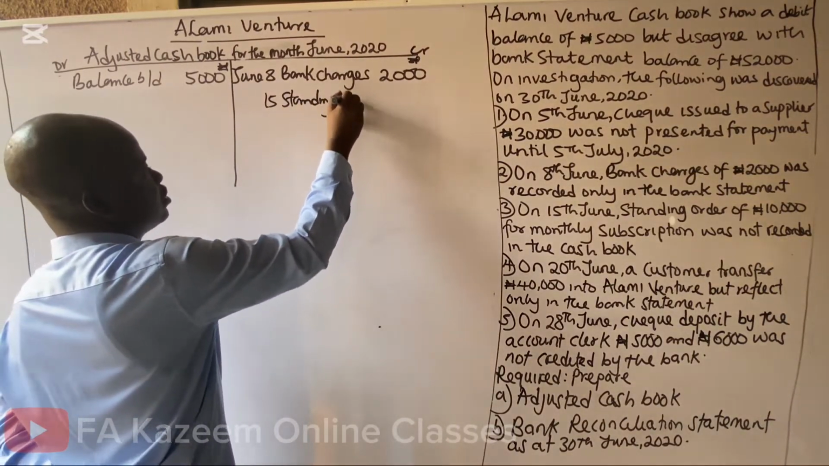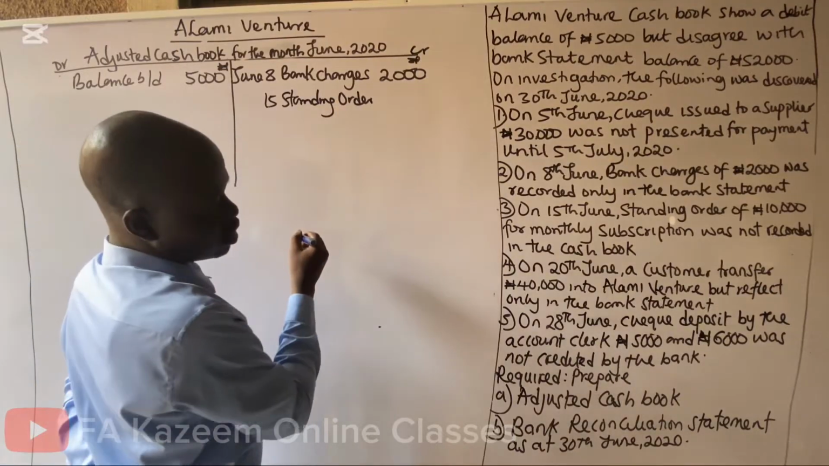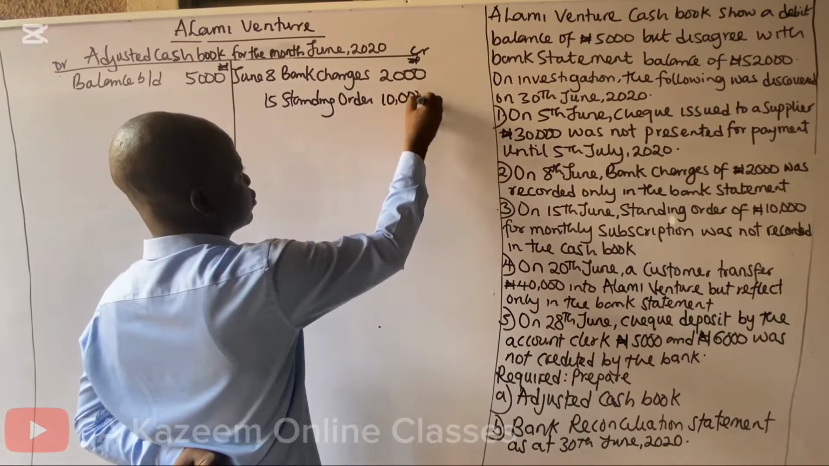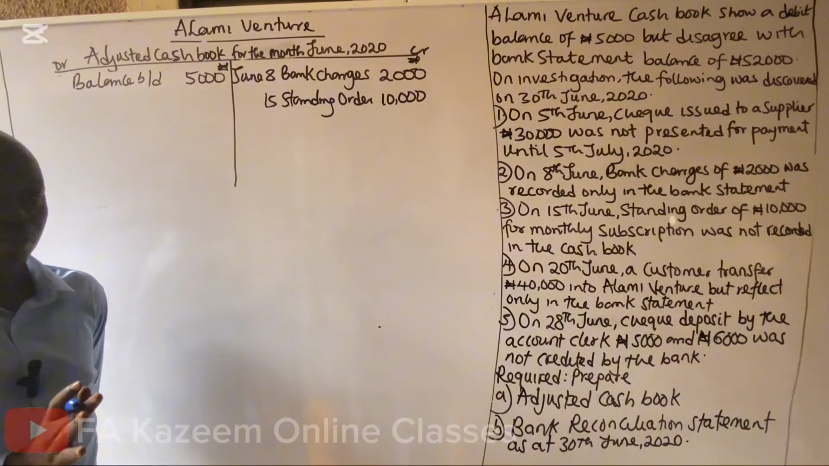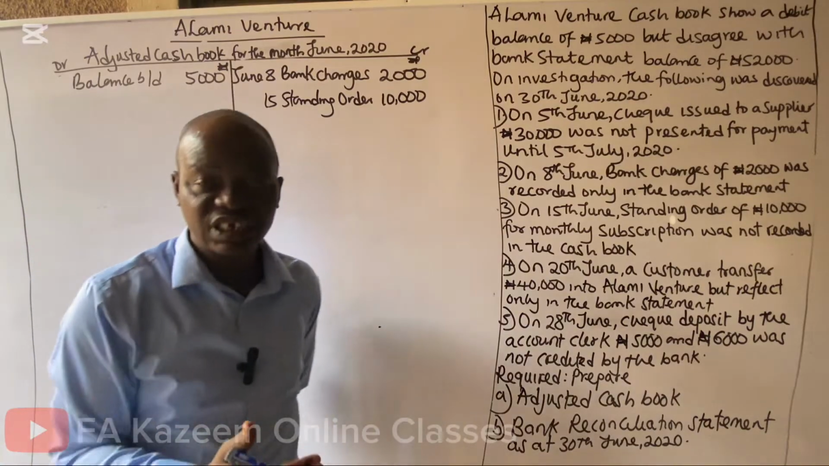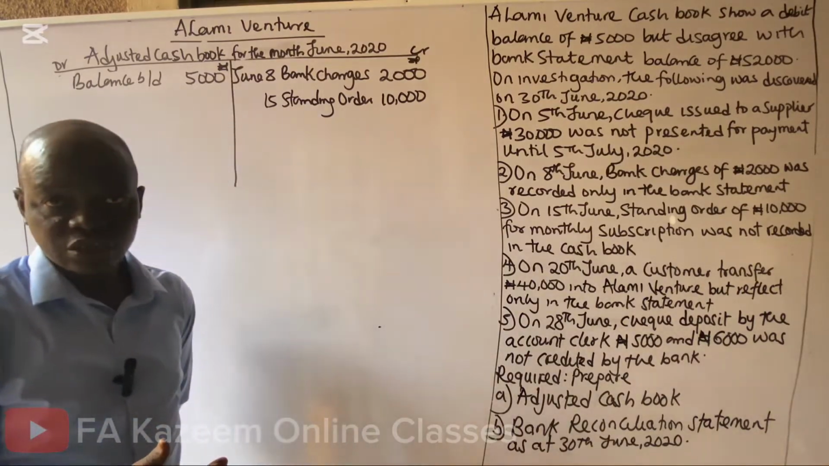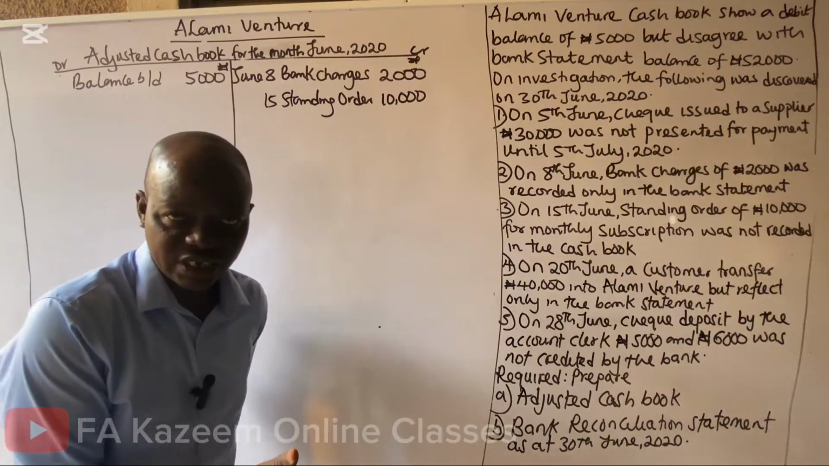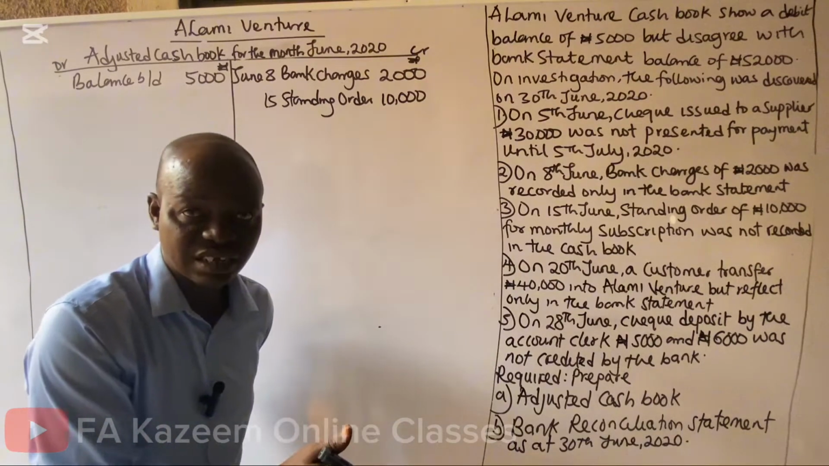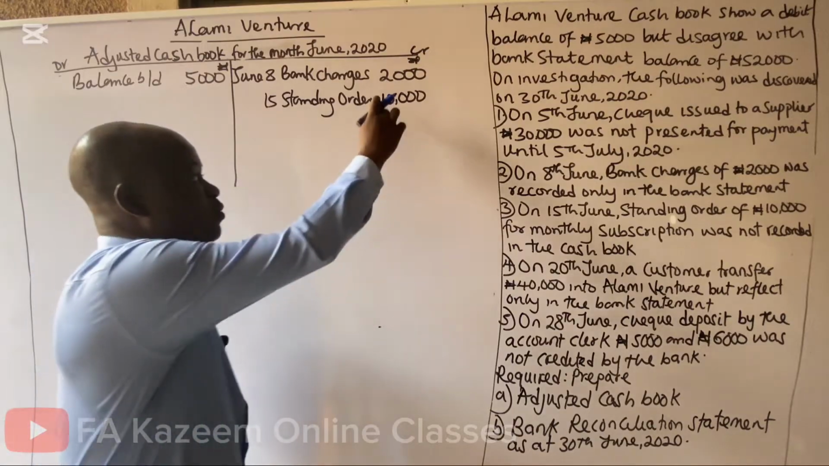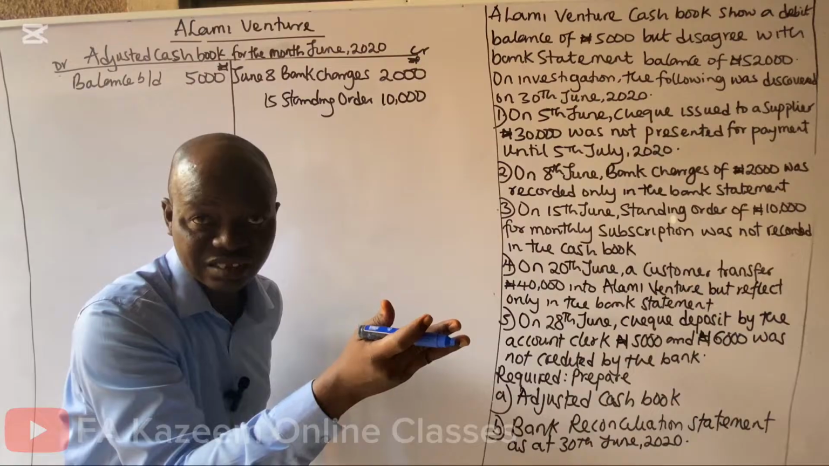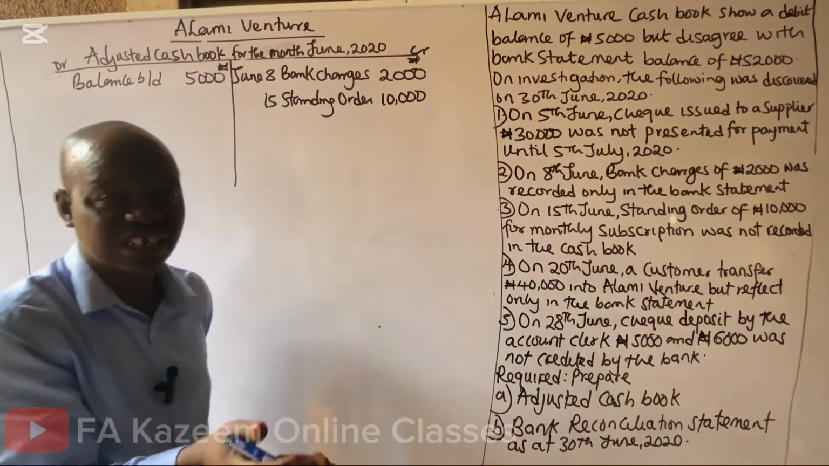A standing order. And the standing order is 10,000 naira. That's another omission. What is a standing order? A standing order is an instruction given to the bank by their customer to pay a certain amount of money on a monthly basis. Meaning, it's an instruction the customer has given to the bank that every month pay a subscription of 10,000 on my behalf. And that means it's an outflow out of the customer's account. But it was not recorded in the cash book.